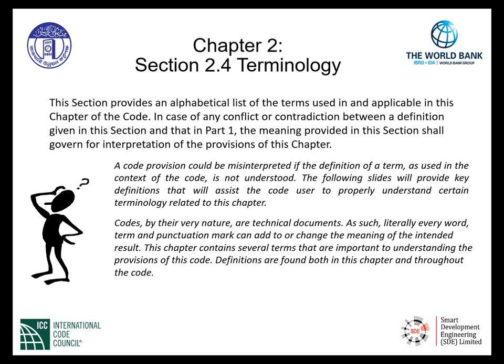This section provides an alphabetical list of the terms used in and applicable in this chapter of the code. In case of any conflict or contradiction between the definition given in this section and that in Part 1, the meaning provided in this section shall govern for interpretation of the provisions of this chapter.